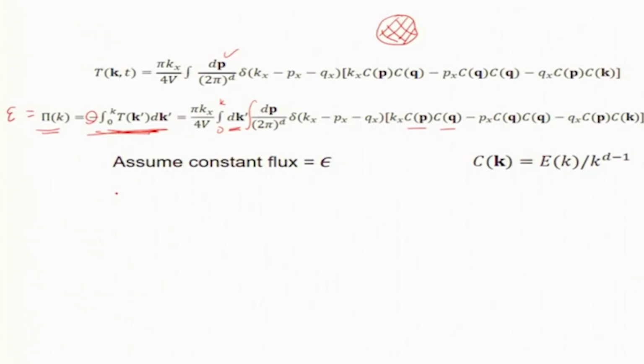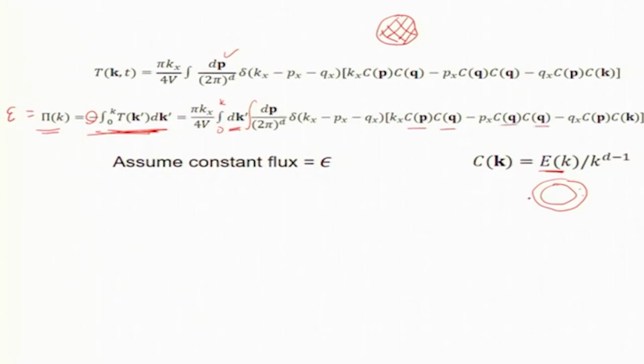Now Ck is the modal energy, energy per mode, and I define one dimensional energy Ek, which is Ck is Ek by k to the power d minus 1. Okay. I hope you remember this part. So Ek is the energy of a shell, right. So to get the energy of a shell, I multiply the modal energy by the area of the shell, which is k to the power d minus 1. Okay. So this is one thing I need to use. So I need to replace them by this.